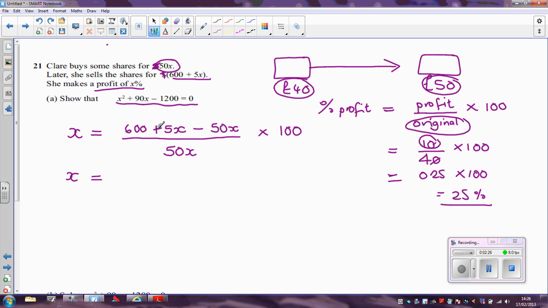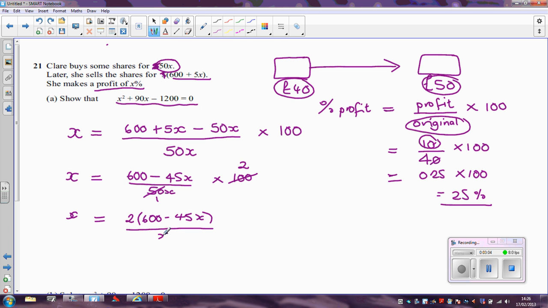On the top here, 600 plus 5x minus 50x, well, that's just the same as 600 minus 45x, because 5x take away 50x is just minus 45x. On the bottom here, we've got our 50x, and that's multiplied by 100. And I can see that I can cancel quite a lot here. The 50 goes into 100 twice, and so we just have that. Before I carry on, I'm just going to put this 2 in front of the 600 minus 45x, because that's just going to tidy it up a little bit. And on the bottom here, I now have 1x, which is just x.